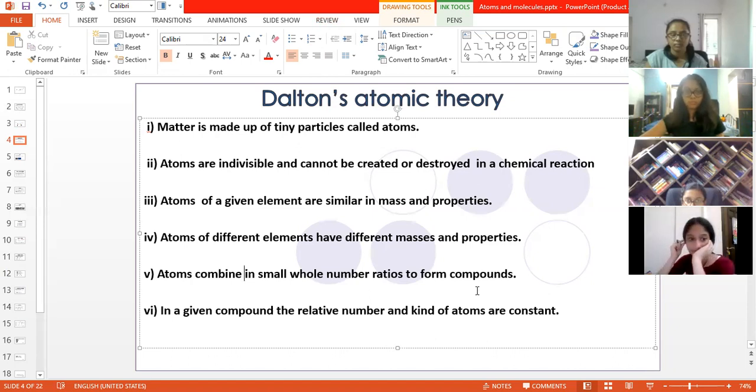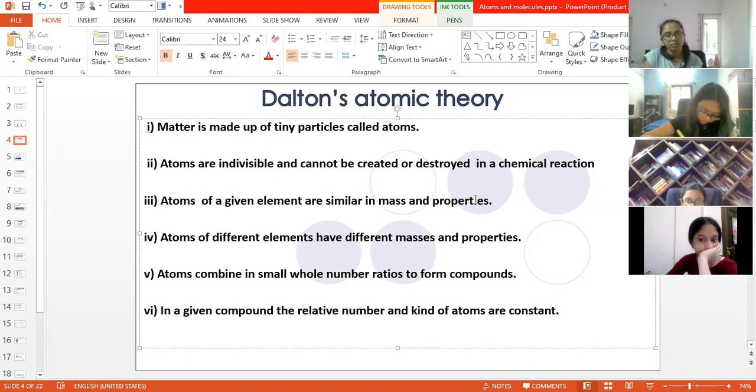Atoms combine in small whole number ratios to form compounds. In a given compound, the relative number and kind of atoms are constant. These are some of the postulates that were given by Dalton. That means the first step towards the atomic theory came in 1808 by this Dalton fellow.